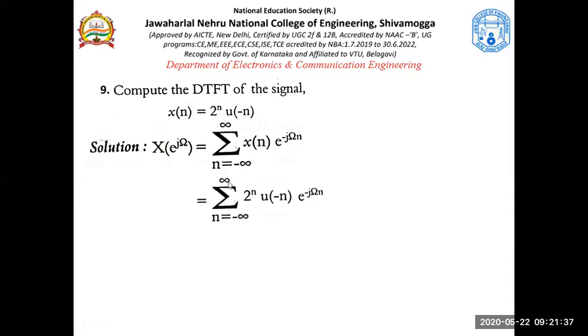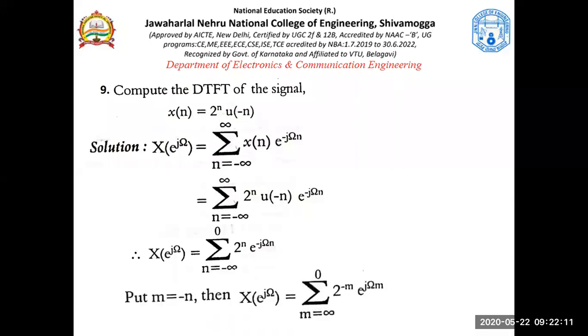Now these limits need to change. Where do you think u of minus n is 1? u of minus n is 1 from where to where? It is 1 from minus infinity to 0. That's why n is taken from minus infinity to 0, where u of minus n is 1. So that is what is done here. Get that point? Now, there are again two terms with the power n. Combine those.